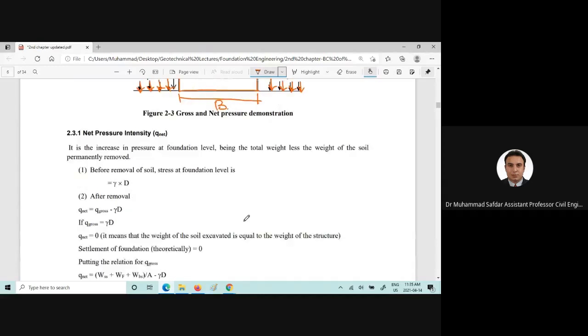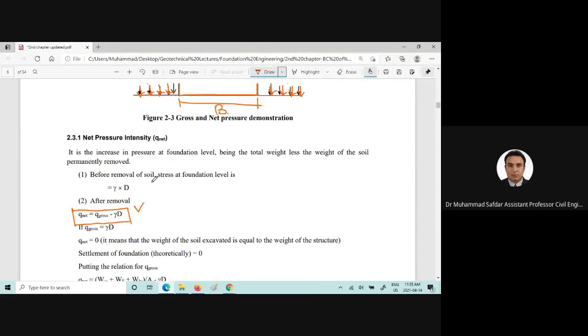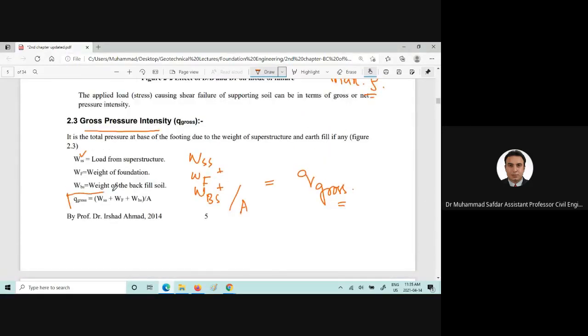Now the net pressure intensity, which will be used in solving the example problems. So this is the equation. Please kindly note down this equation as well. It's a very important equation to find out the net bearing capacity. These are used in solving examples and problems. Okay.